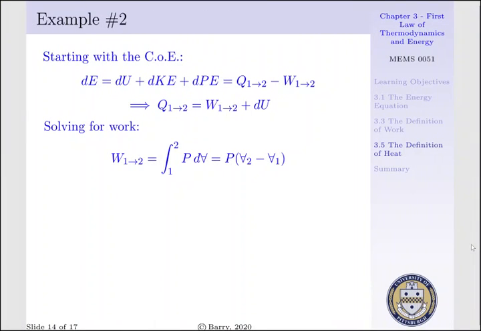Our work from state 1 to state 2 is equal to the integral from state 1 to 2 of PdV. Since this is a piston cylinder setup, we're assuming our pressure is going to remain constant during our expansion process. So we'd have P times the change of volume between our final and our initial state.